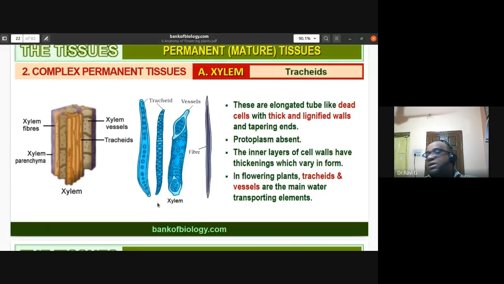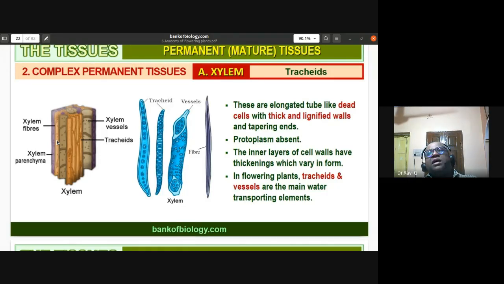Even in the case of tracheids or trachea, they are dead tissues. Many times they ask you which is the living component of xylem. Xylem parenchyma is the only living component, whereas the tracheids, trachea or vessels, and xylem fibers are all dead tissues. So you should remember that.